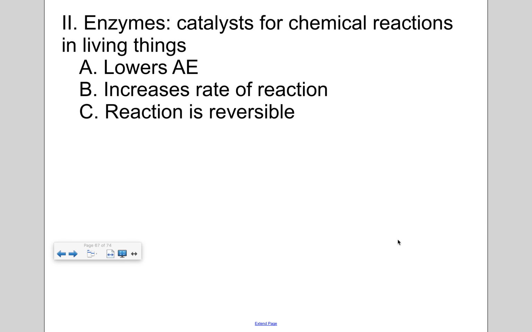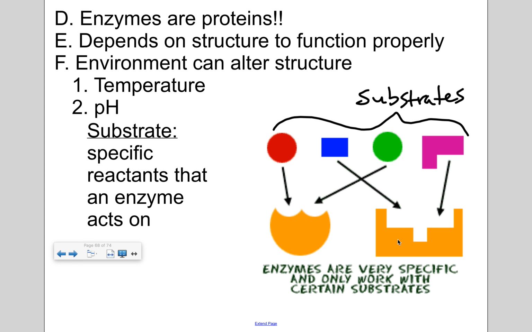So enzymes are catalysts for chemical reactions that are found in living things. Basic functions that they do: they lower activation energy, that's the abbreviation for AE. They increase the rate of the reaction and cause it to happen a lot faster, and can help reverse a reaction as well. Enzymes are proteins, okay? So they depend on their structure to function properly, and I'm going to talk a little bit more about what happens when you mess up the structure of an enzyme.